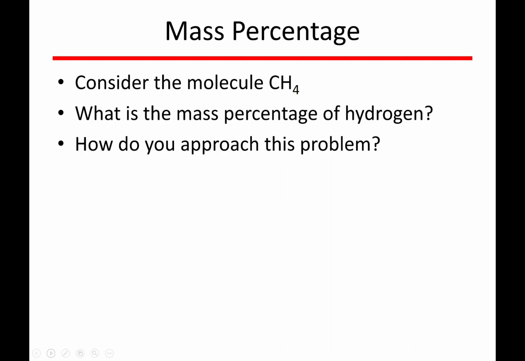We're going to take the part that we're interested in and divide by the total, multiply by 100 to make it a percent. So to find the mass percentage of hydrogen, what I can do is take the mass of hydrogen, right, because that's the part that I'm interested in, and then divide it by the total mass of CH4. That gets multiplied by 100%, and that gives us a percentage.